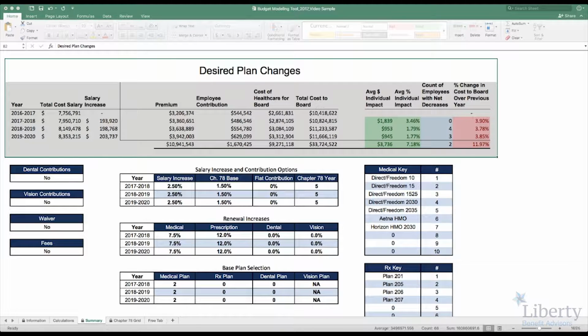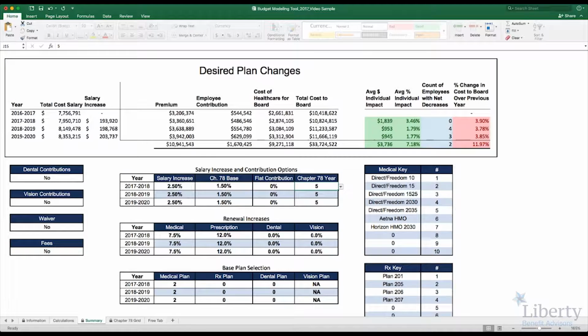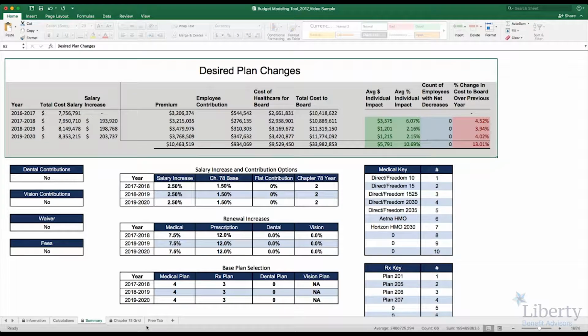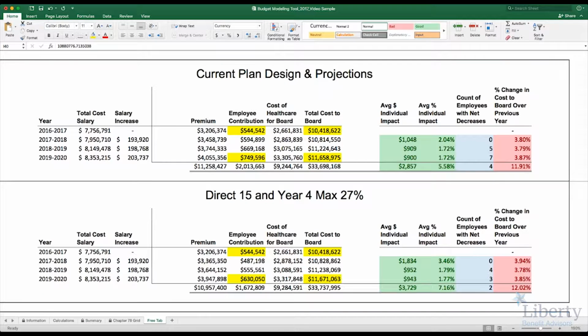Let's try 2030 in year 2 of Chapter 78. So move to year 2, and at the medical plan, we're going to move to the 2030. We also have to change the RX to plan 206. We're going to take this information, capture it, and move it to our Free tab.